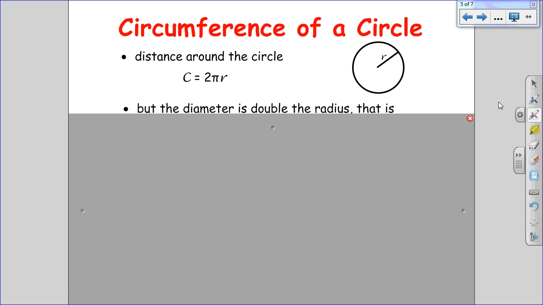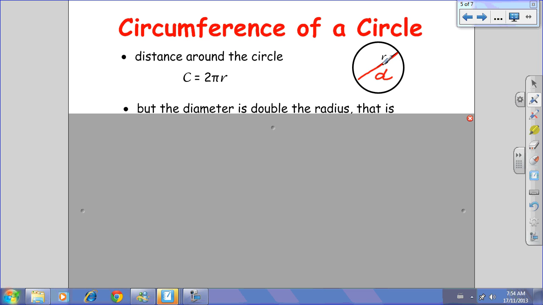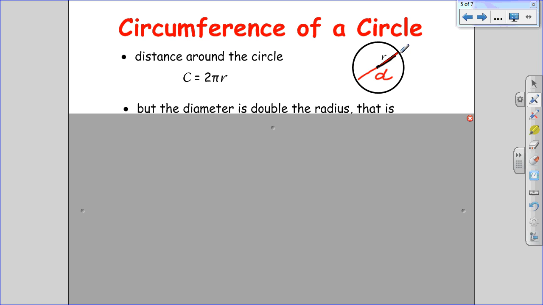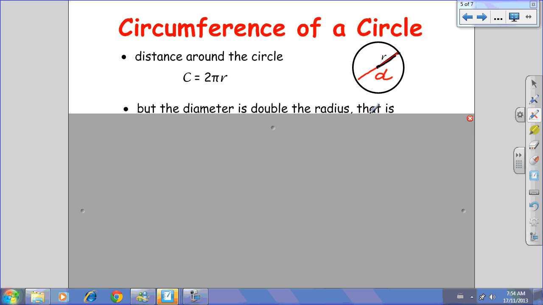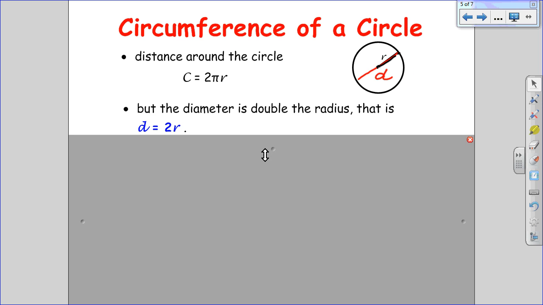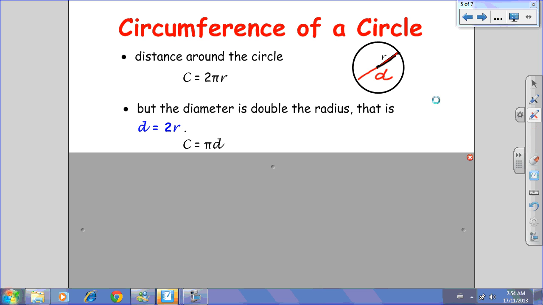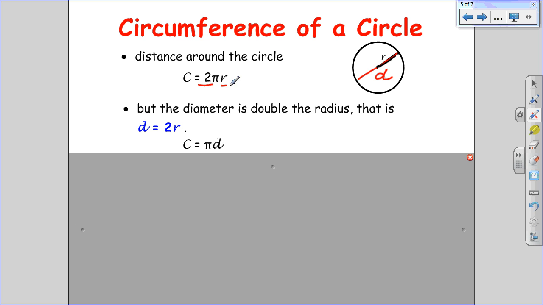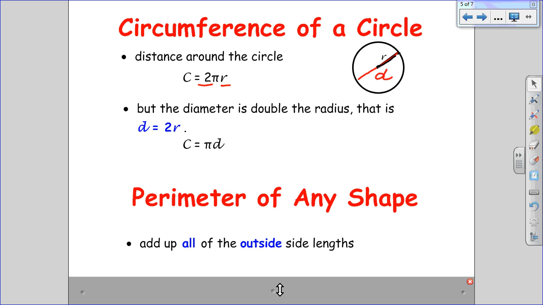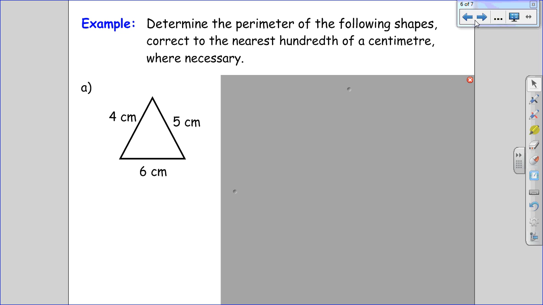Now, the diameter is double the radius, because the diameter crosses all the way across the circle. So we've got radius that goes halfway, and we have diameter that goes the whole way. Since the diameter is equal to 2 times the radius, in the equation here, we've got a 2 and an r, we can substitute in a d instead, and the circumference is pi times diameter. And we already said for the perimeter of any shape, we're going to add up all the outside side lengths.